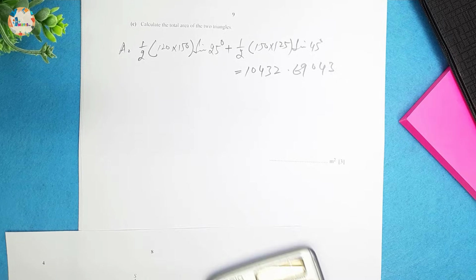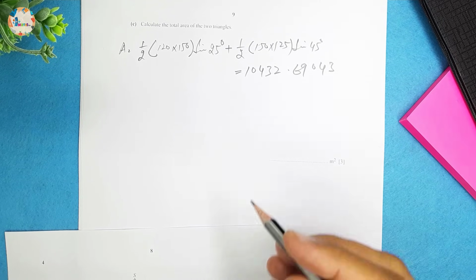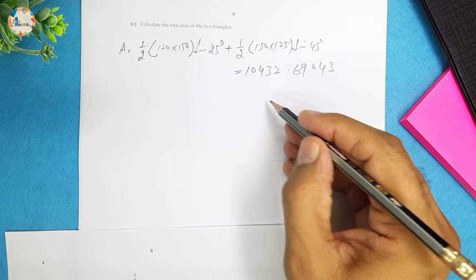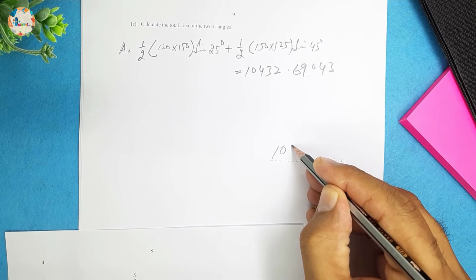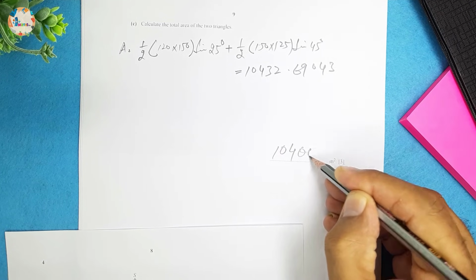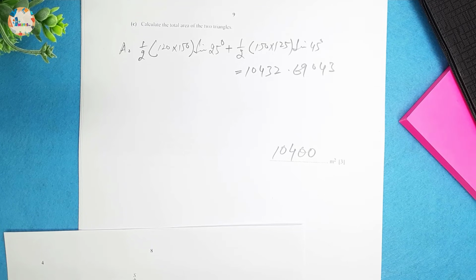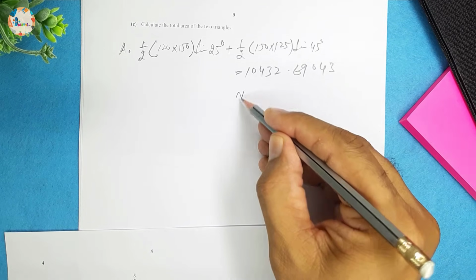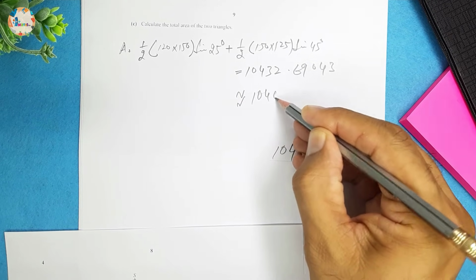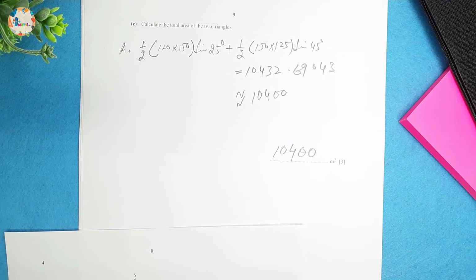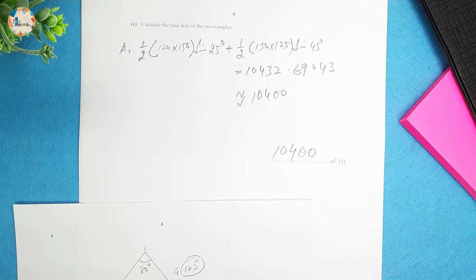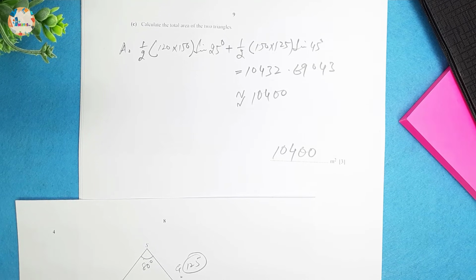10432.69043, and we can round this answer to 10400 meters squared. This is the rounded answer. Hopefully you understood this one as well.